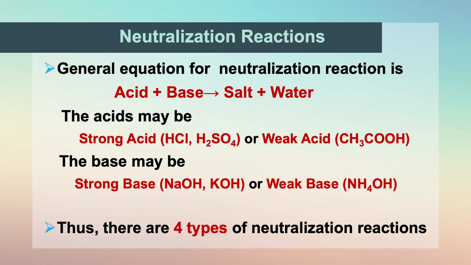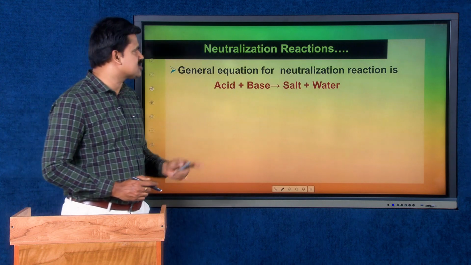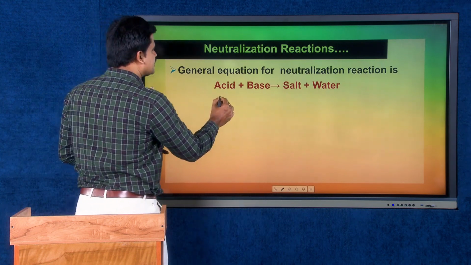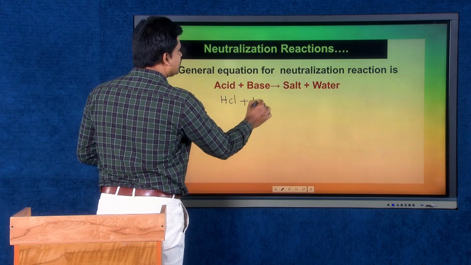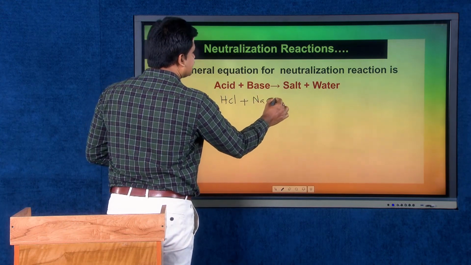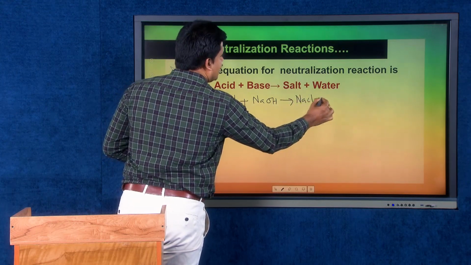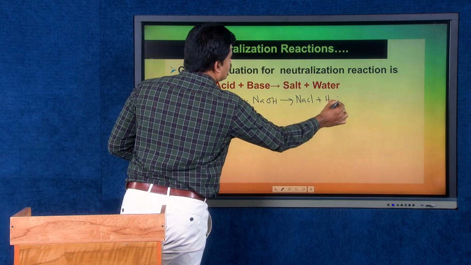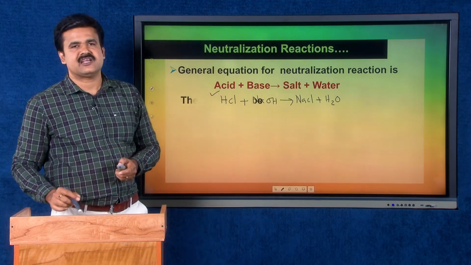Now, the general equation for a neutralization reaction is: acid plus base gives salt and water. I will just show you the reaction with sodium hydroxide. Let the acid be hydrochloric acid, HCl, and let the base be NaOH. It enables the formation of salt, that is NaCl. In addition to this, water is also produced. So this reaction is considered a neutralization reaction.